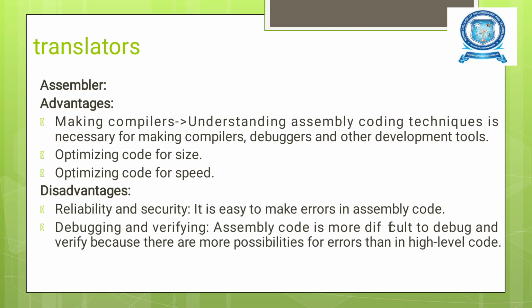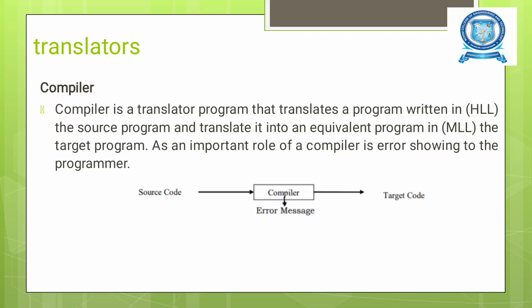It has advantages: understanding assembly code techniques is necessary for making a compiler's debugging and other development tools. The code can be optimized to a specific size and for speed, but it has a disadvantage in reliability and security. Then the compiler. The compiler is a translator. It translates the high level language into machine language.